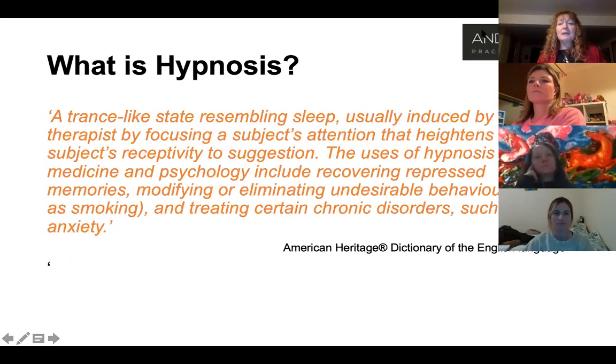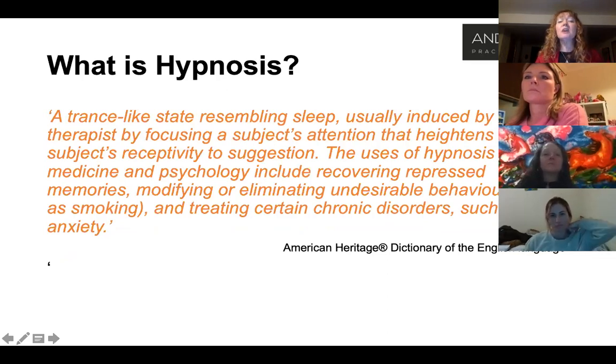Right, how about this one here? A trance-like state resembling sleep, usually induced by a therapist by focusing the subject's attention, that heightens the subject's receptivity to suggestion. The uses of hypnosis in medicine and psychology include recovering repressed memories, modifying or eliminating undesirable behavior such as smoking, and treating certain chronic disorders such as anxiety. Anybody got any views on that one?